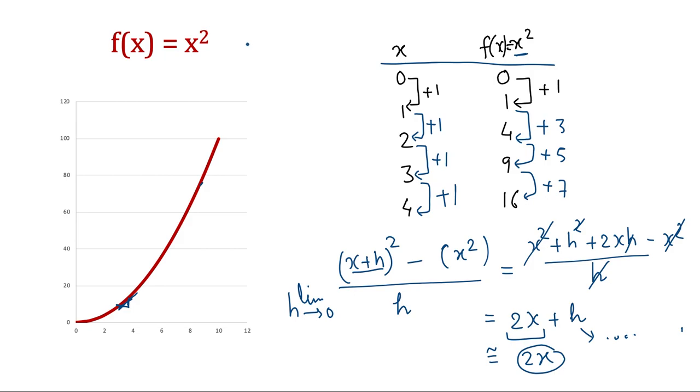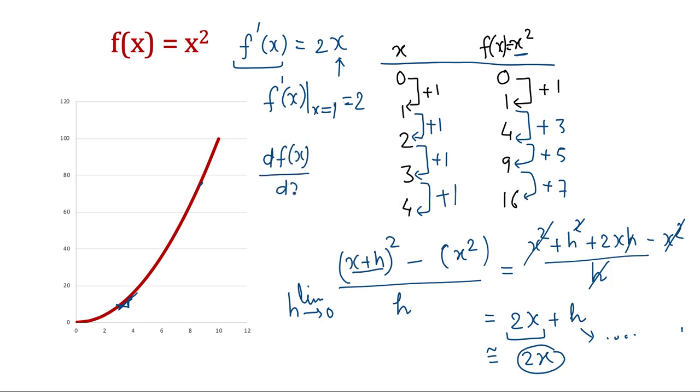So for x square, the derivative of f(x) is 2x. And now you can substitute x for whatever value you want to calculate. So for x equal to 1, the derivative will be 2. This is just alternate notation, df(x) by dx.